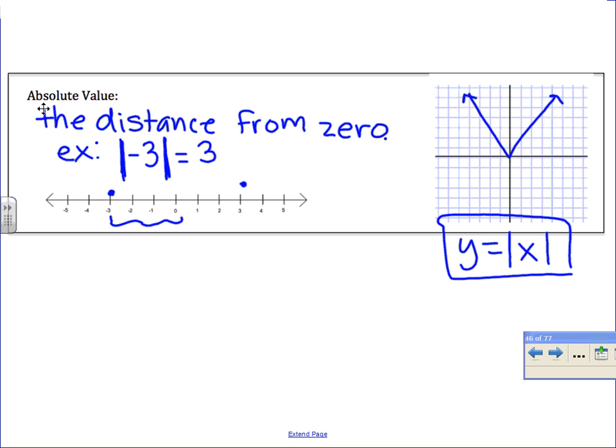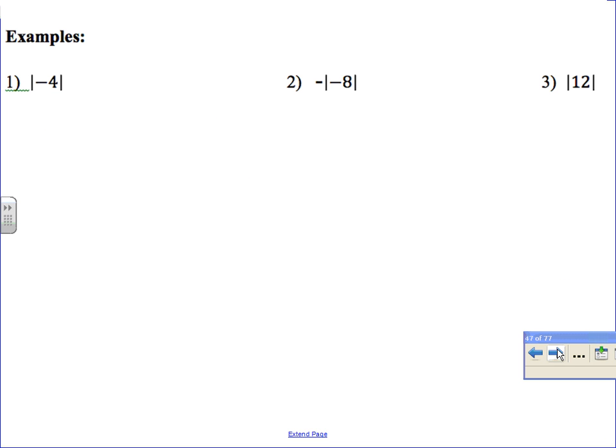Okay, so I want you to remember absolute value is the distance from 0. The number's always going to be positive because you're finding absolute value. I also want you to remember that the absolute value graph looks like a V because we're going to get to this in the last lesson, talking about how to graph absolute value functions. Okay, so let's do some examples.